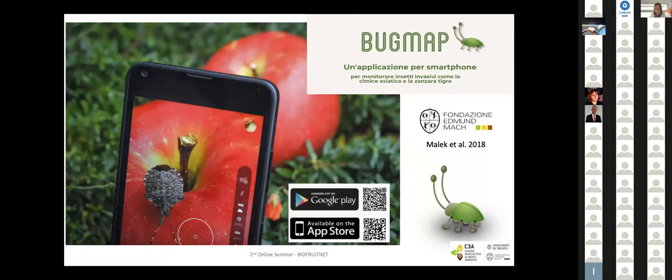But for us, or for researchers in general, this was also a very good source of information, because using citizen science, the Fondazione Mach developed an application that could be used by everyone to record the presence of stink bugs on the territory. The help of citizens was very important to record individuals that escape the normal monitoring activities of agriculture and growers. So all the insects that were not in crops and were escaping the pesticide application could be recorded with this method.